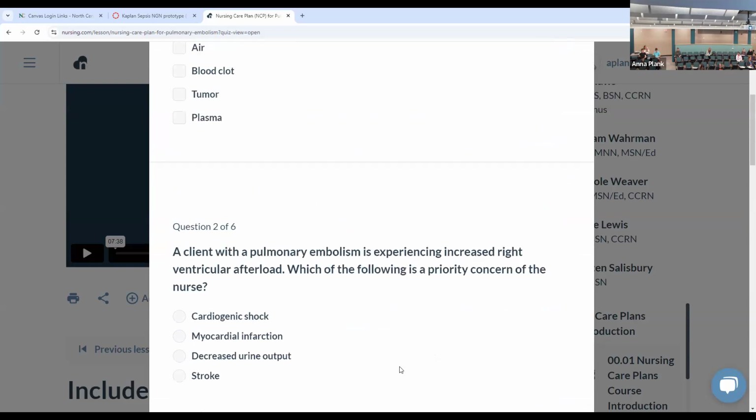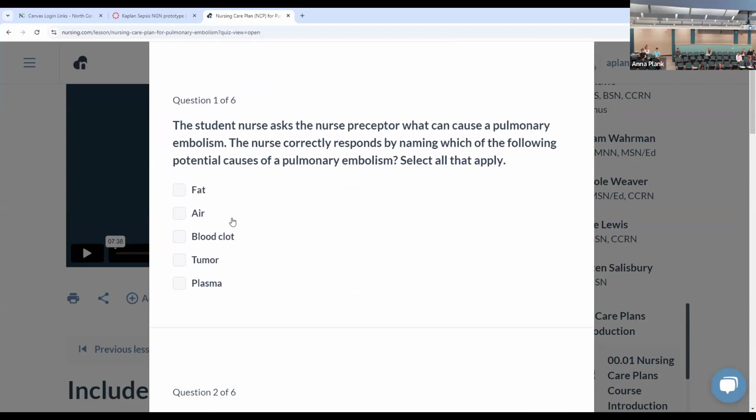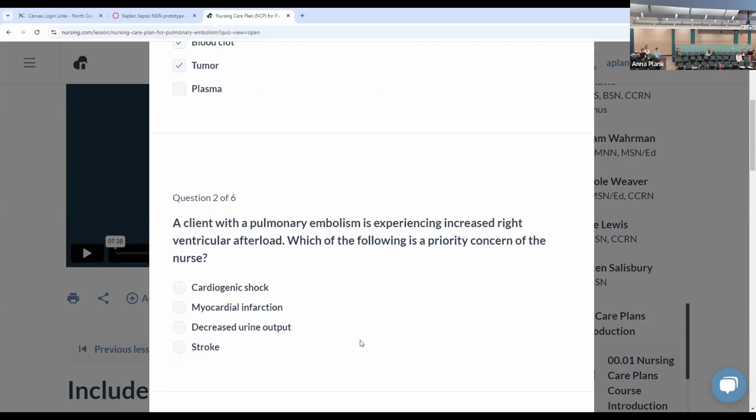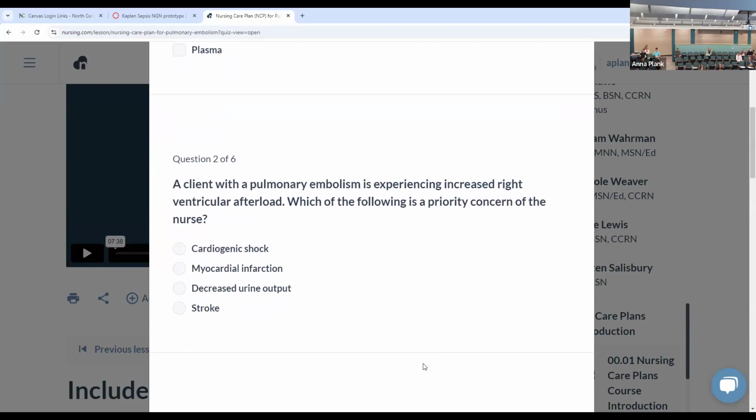Back to that first question, see if we know the answer again. What are our causes? Fat, air, blood clots, tumor, okay. Next one. So right ventricular afterload. Okay, so if that's going to impact our heart being able to beat and pump effectively, with that blockage.